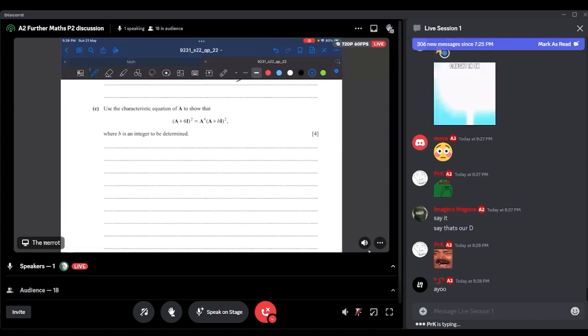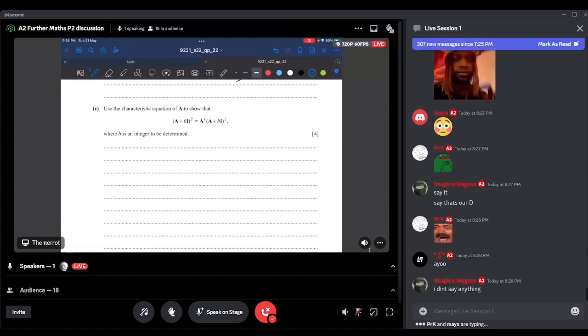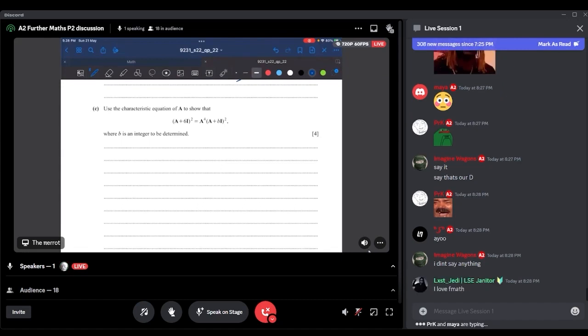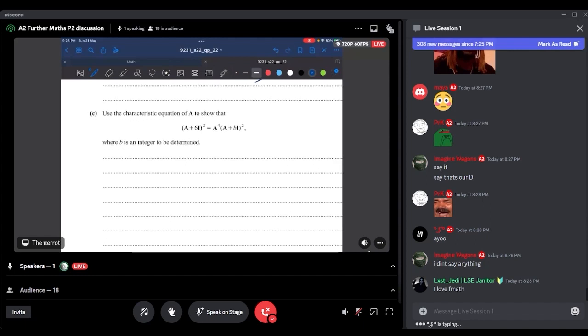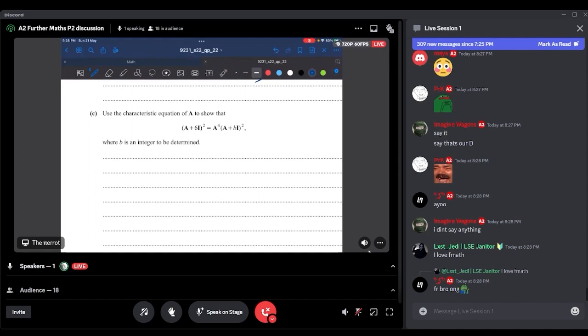Right, this is the very last question. Part C. Use the characteristic equation of A to show that this equation is true, where B is an integer to be determined. You have an equation in terms of A, and you're told to use the characteristic equation. That means we have to use the Cayley-Hamilton theorem.